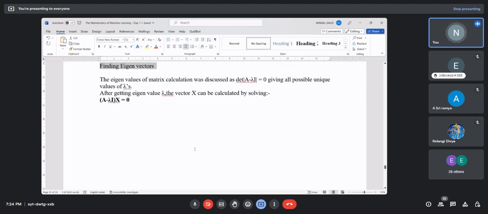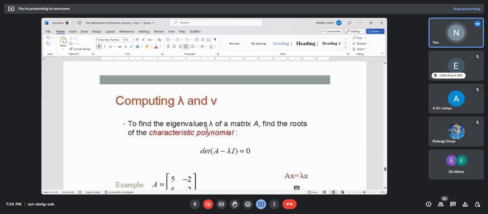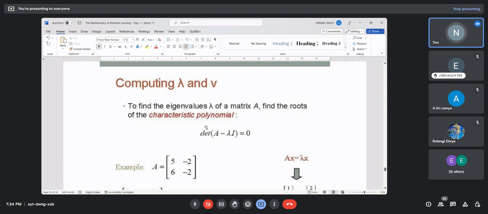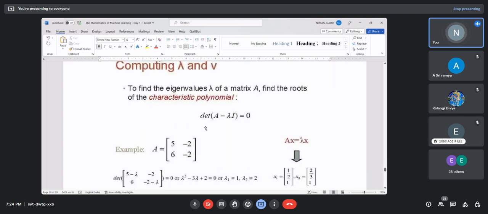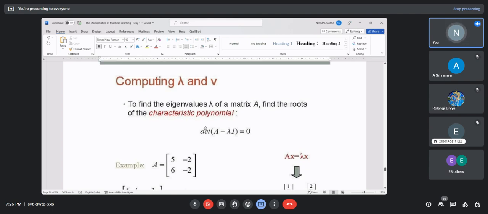Now, finding eigenvectors. We have already considered this equation. We have a matrix A, and we are going to find the determinant of A minus lambda I. Whatever value of lambda comes, I will resubstitute in the equations, and that will give me the vector values for the given matrix. Those will be the eigenvectors. All right, now let's have some more notes related to it, that is, computing lambda and V.